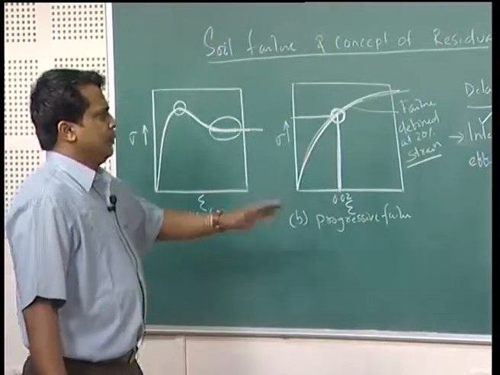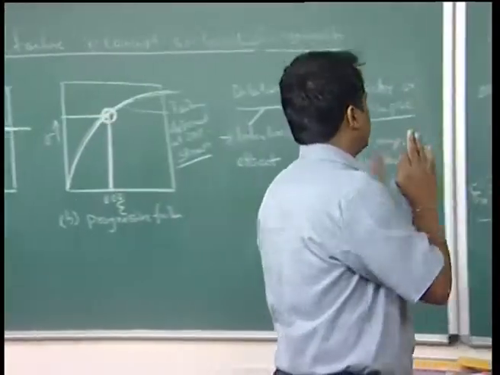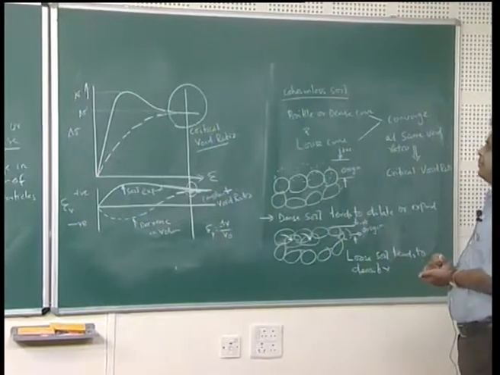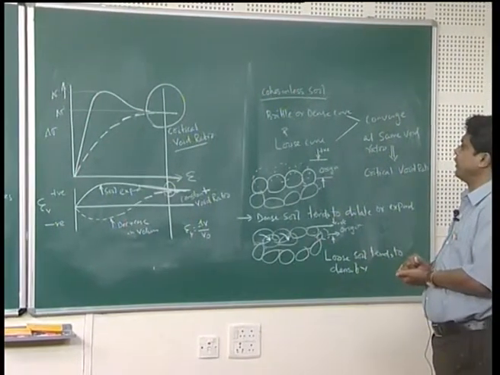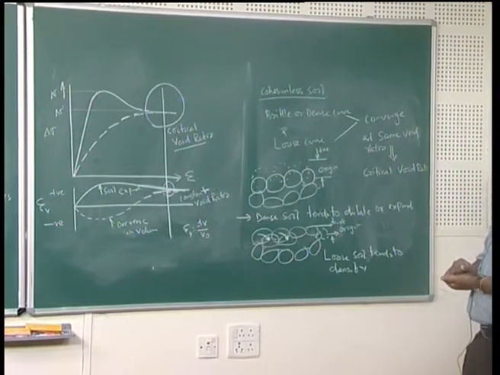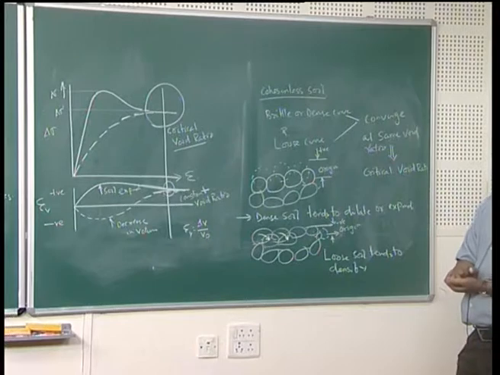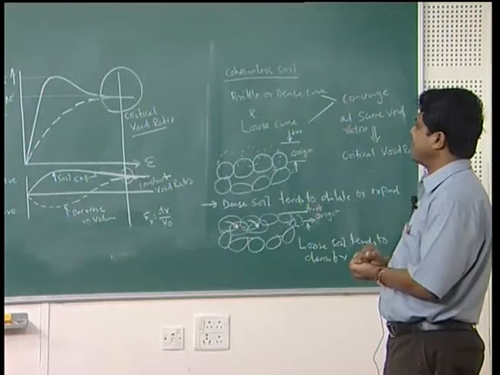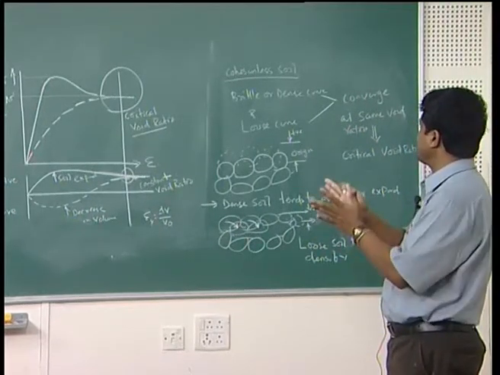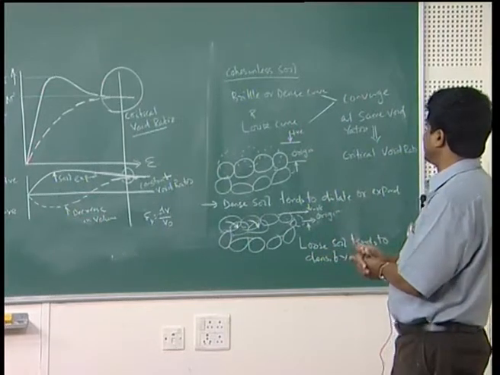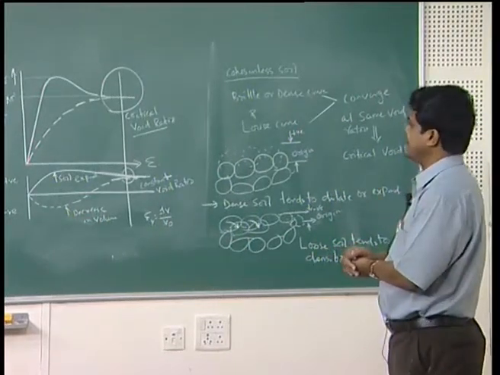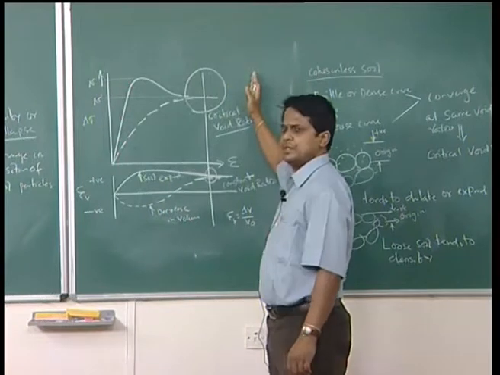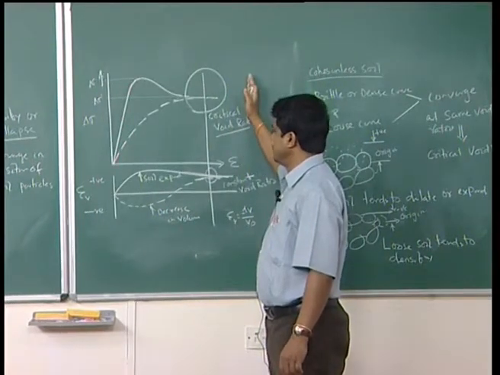Now, if I superimpose both these curves, brittle as well as progressive, in a single curve, what will happen? After a certain period, both will converge. The convergence is called at a constant void ratio, where the brittle or dense curve and the loose curve converge, that is called critical void ratio. That means beyond this there is no more volume change.